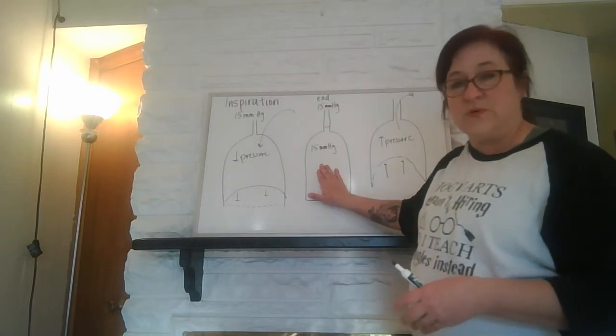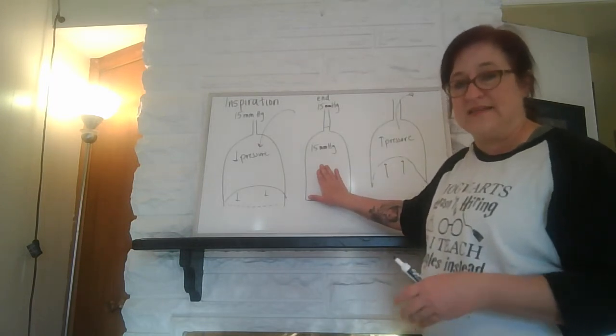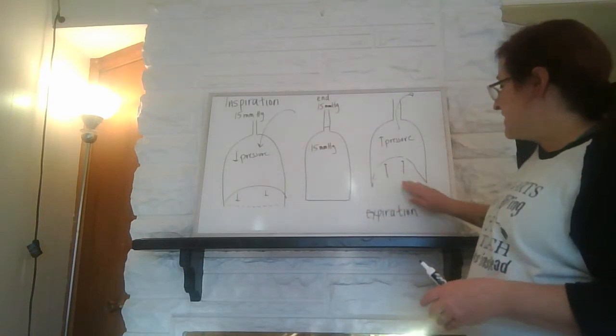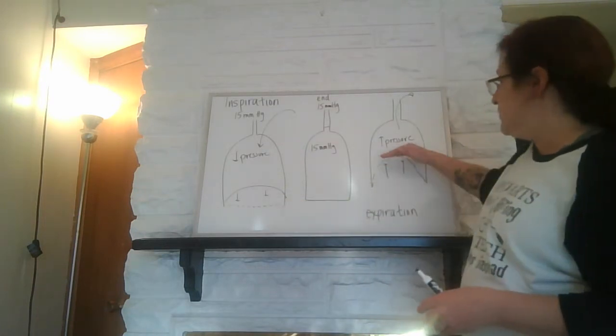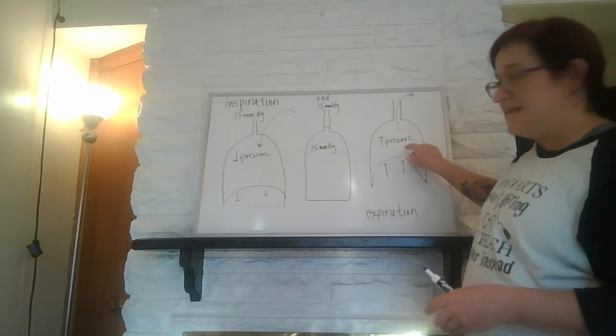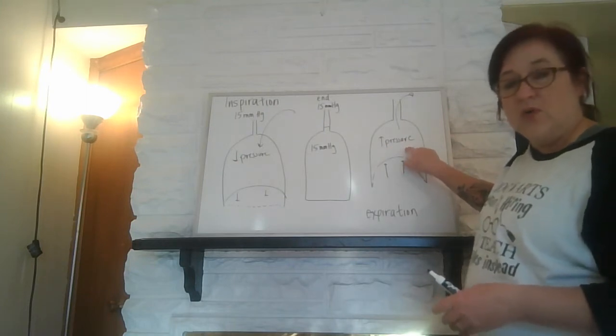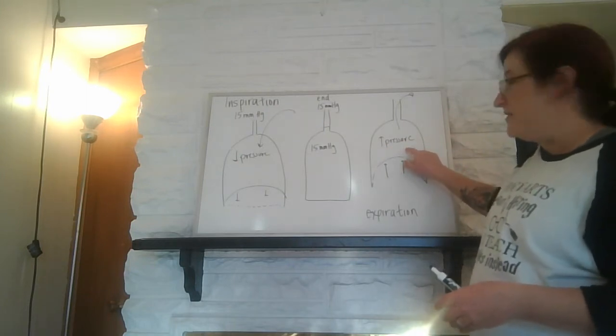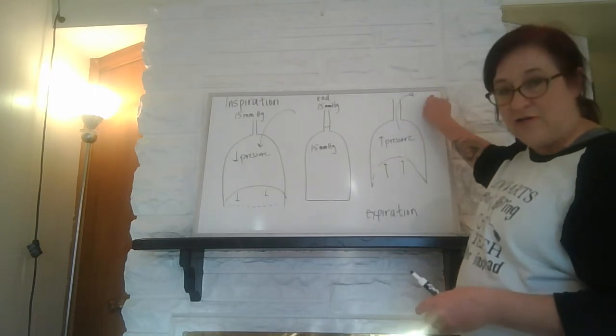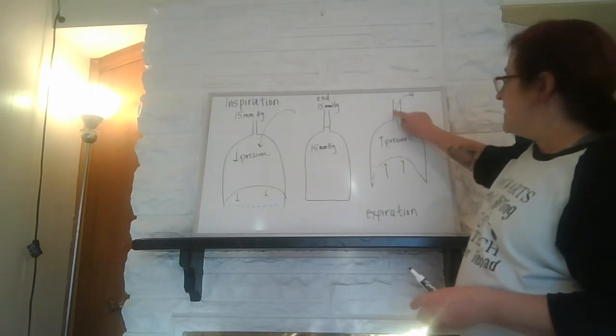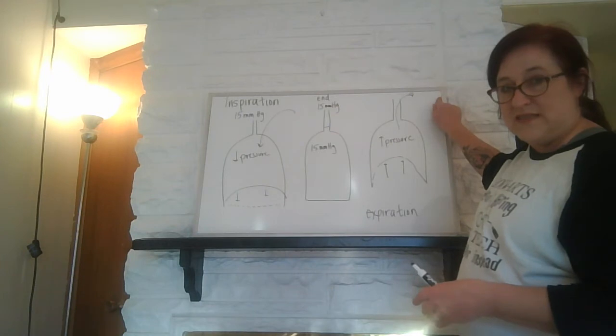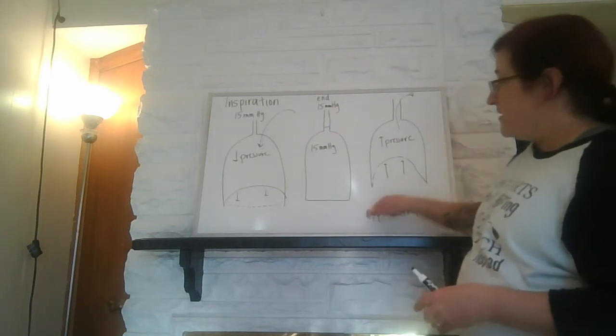Normally, expiration is a passive process. So when the diaphragm relaxes, it moves back up, making this container smaller, which increases the pressure in comparison to the outside, forces the epiglottis open and forces air out. And then it repeats itself.